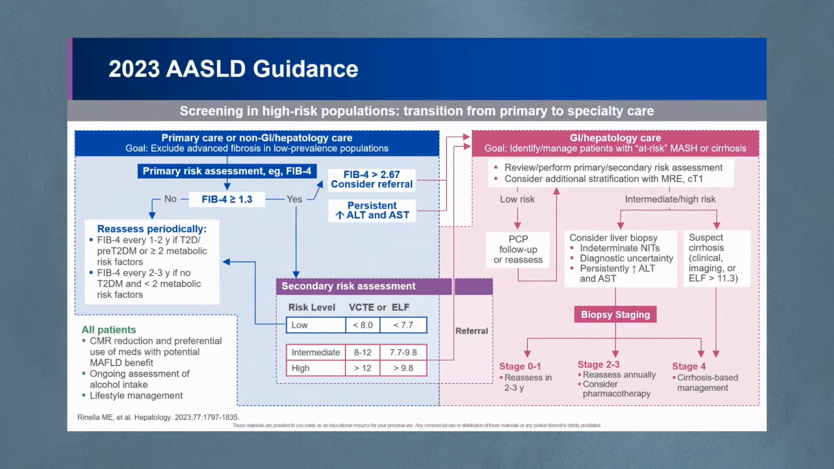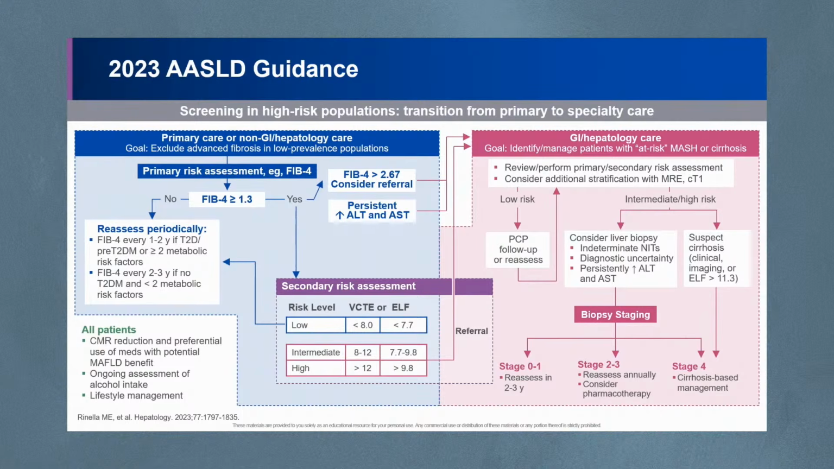So low FIB4, less than 1.3, you're low risk, you stay in primary care, you optimize other conditions, and you repeat that FIB4 annually or every 2 years because you want to see if that changes. Now, if the FIB4 is greater than 1.3, as Quentin said, now you're moving over into needing something else.